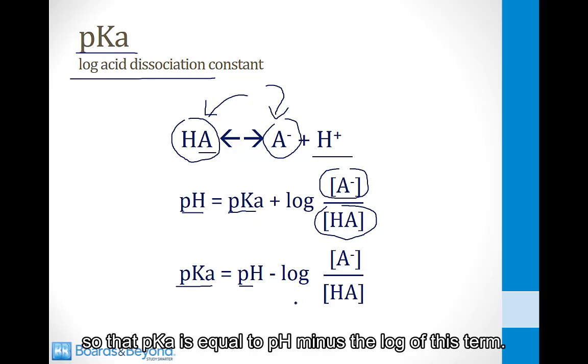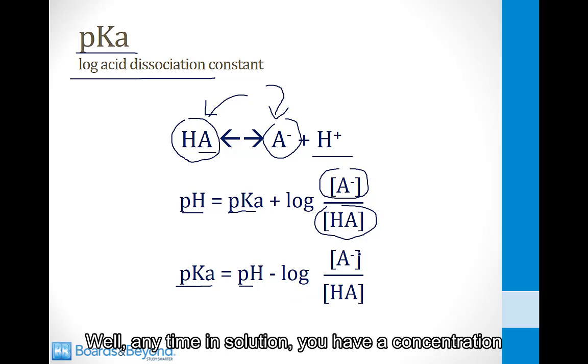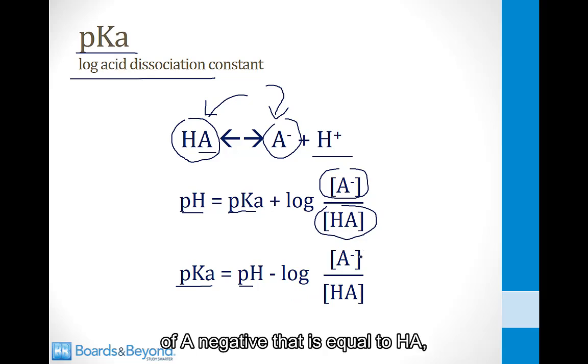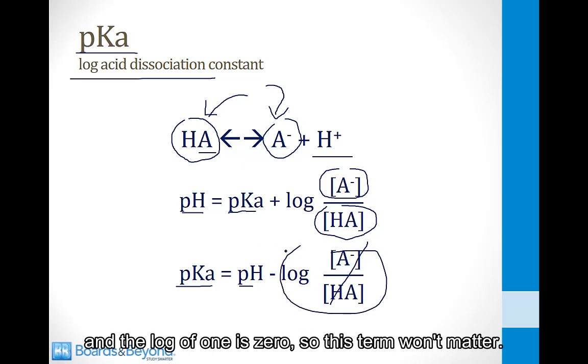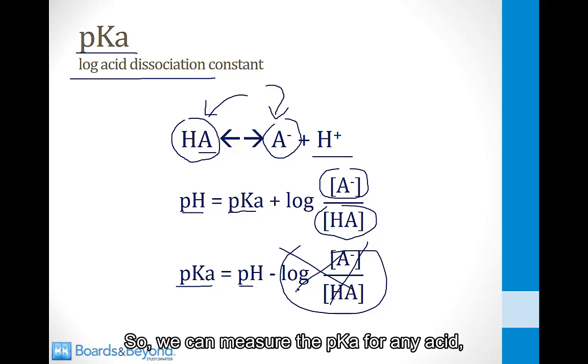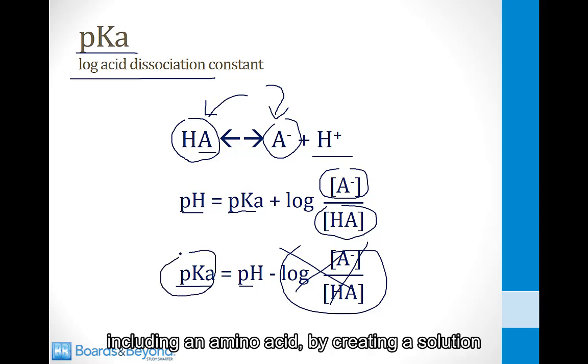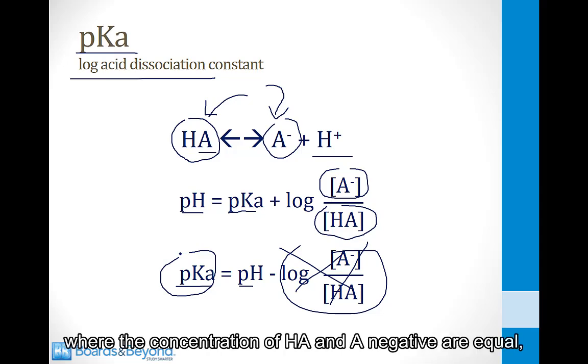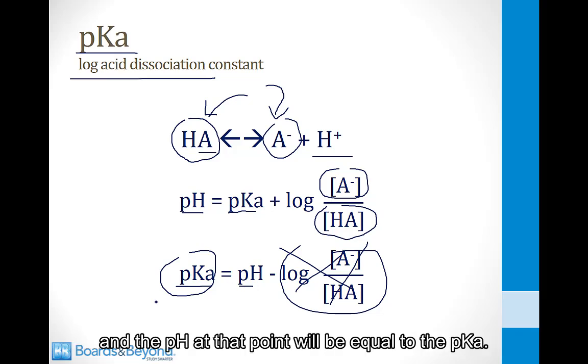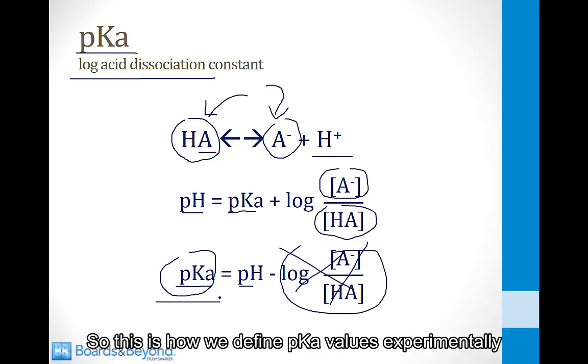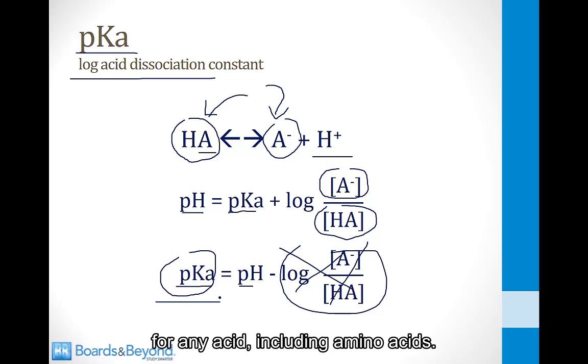Well, anytime in solution you have a concentration of A negative that is equal to HA, then this term is going to be 1 and the log of 1 is 0, so this term won't matter. So we can measure the pKa for any acid, including an amino acid, by creating a solution where the concentration of HA and A negative are equal, and the pH at that point will be equal to the pKa. So this is how we define pKa values experimentally for any acid, including amino acids.